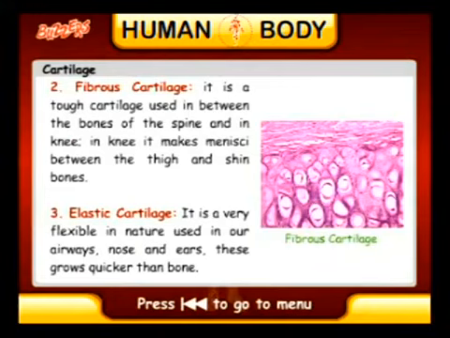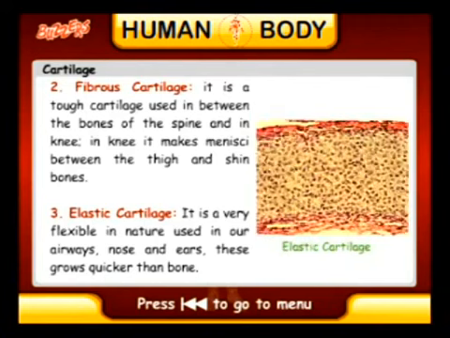Fibrous cartilage. It is a tough cartilage used in between the bones of the spine and in knee. In knee, it makes menisci between the thigh and shin bones. Elastic cartilage. It is very flexible in nature, used in our airways, nose and ears. These grow quicker than bone.